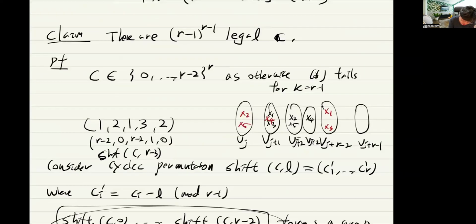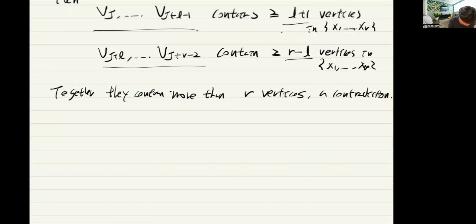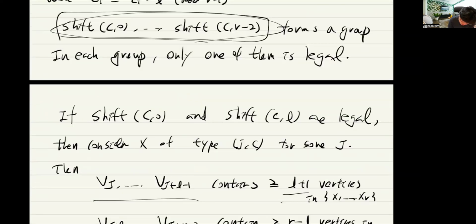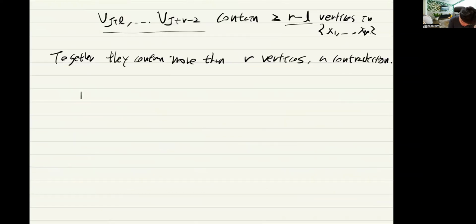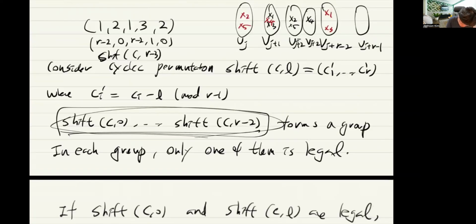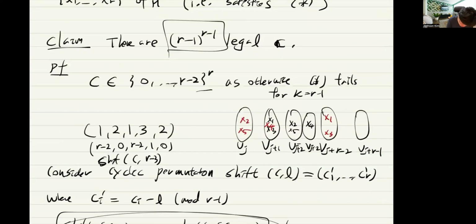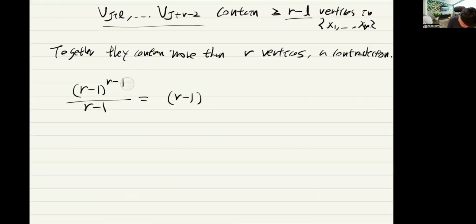And then how many of them are here? So you have r minus 1 of them. And then there are r minus 1 to the r minus 1 of them. And then you group r minus 1 in one group. So this is r minus 1 to the r. It's many. So at most this many legal C.